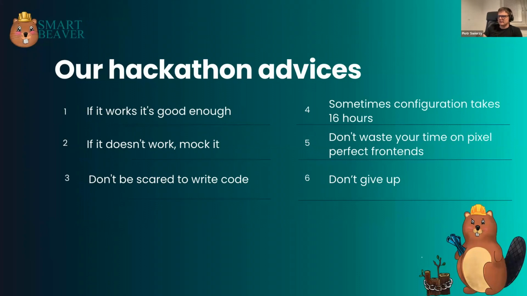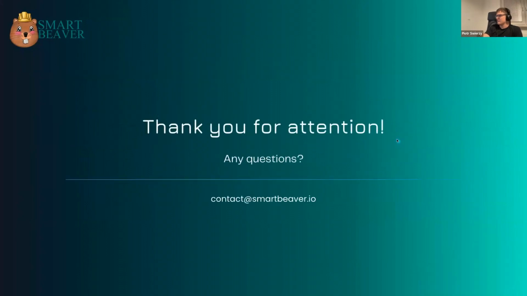And the sixth rule is just don't give up. We have seen many teams that had great ideas and that were very good, and they just gave up because it was late and they were tired. They said that they wouldn't go forward. Just try to use all the time and don't give up. So that's our advice, and thank you for your attention.